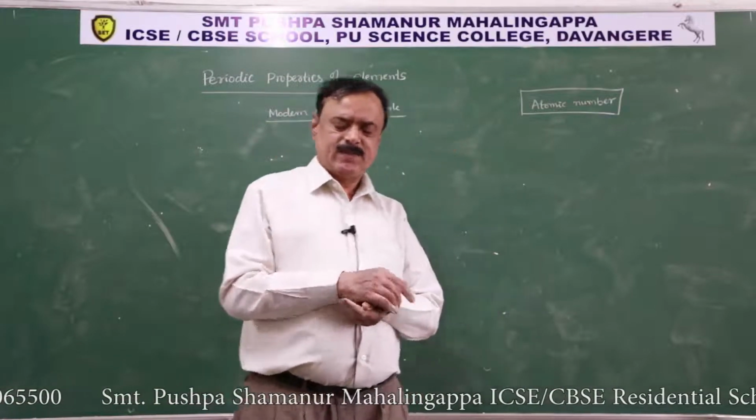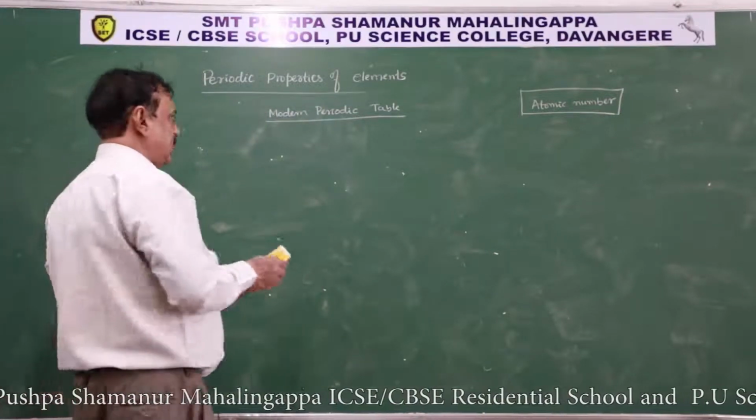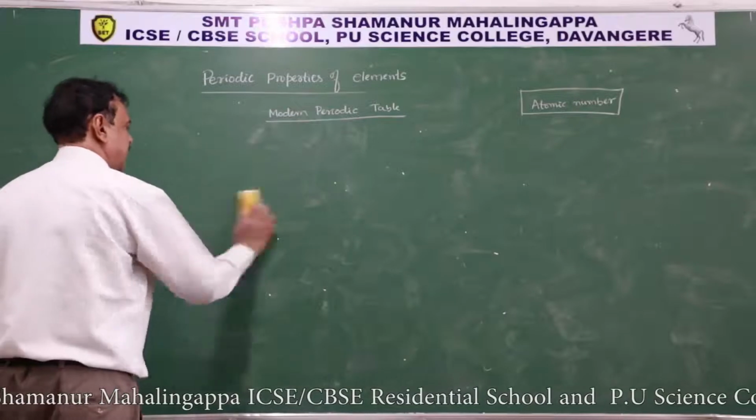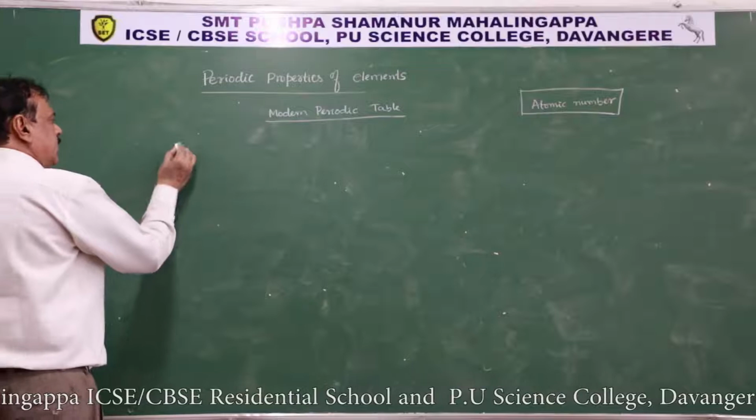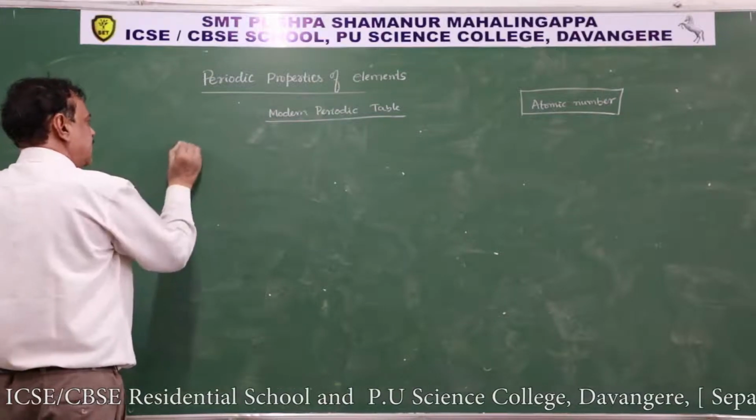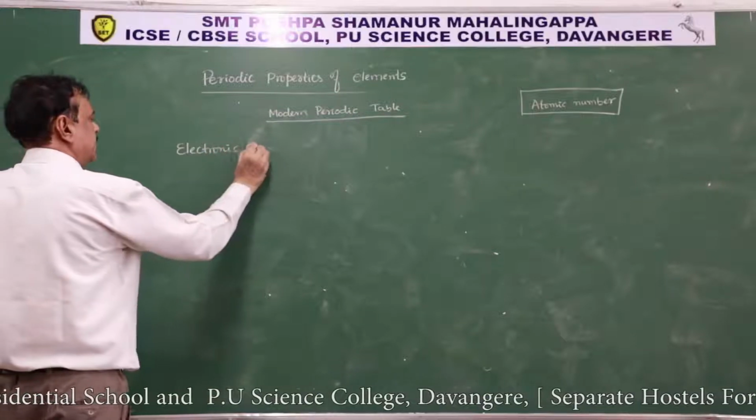Is it clear? Now, on this basis, the elements are classified. Now, how are the elements classified? You know about electronic configuration.